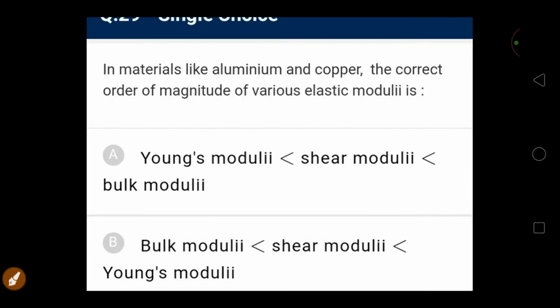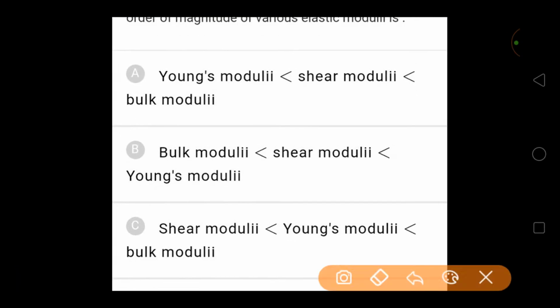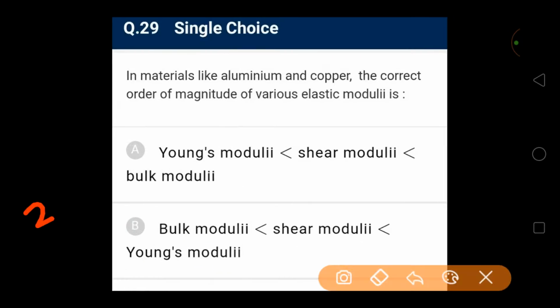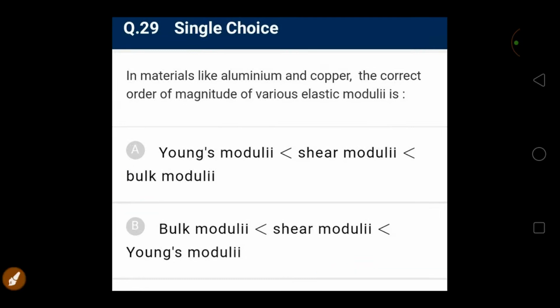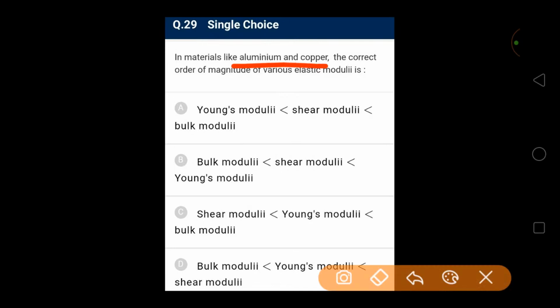For materials like aluminum and copper, the correct order of magnitude of various elastic moduli is first bulk will come, next Young's will come, next shear will come. It's a fact based question. So 29 is C. Bulk modulus is the only modulus defined for solids, liquids and gases. See, aluminum and copper are very rigid solids, so the shear modulus will be very less. Very little alteration you can do.